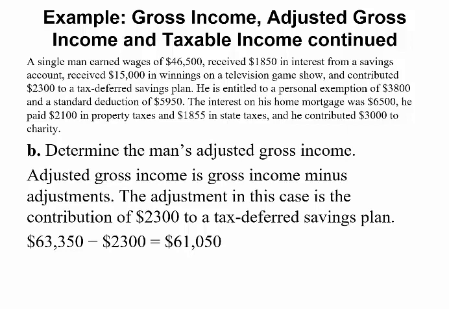To determine the man's adjusted gross income: adjusted gross income is gross income minus adjustments. The adjustment in this case is how much money the person contributed to his tax deferred savings plan. That is $2,300. You take that and subtract it from the $63,350, and the person's adjusted gross income is $61,050.